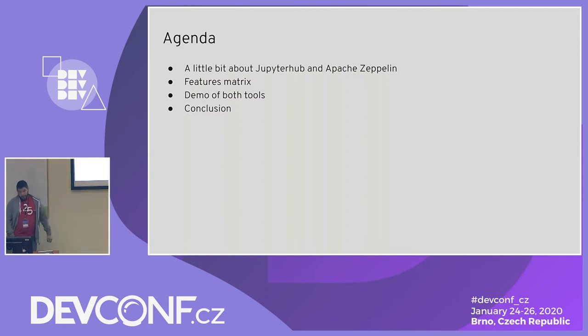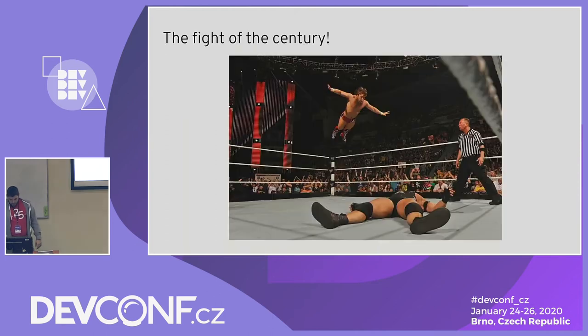Let's talk about the agenda. I'm going to talk and show some demos about Jupyterhub and Apache Zeppelin. And after you see how both tools work, I'll try to build the feature matrix about them, compare both tools, and then we're going to the conclusion. All right, so you might imagine why the talk title is that, but I was inspired mainly by this picture, so I think it's a good picture that summarizes the title.